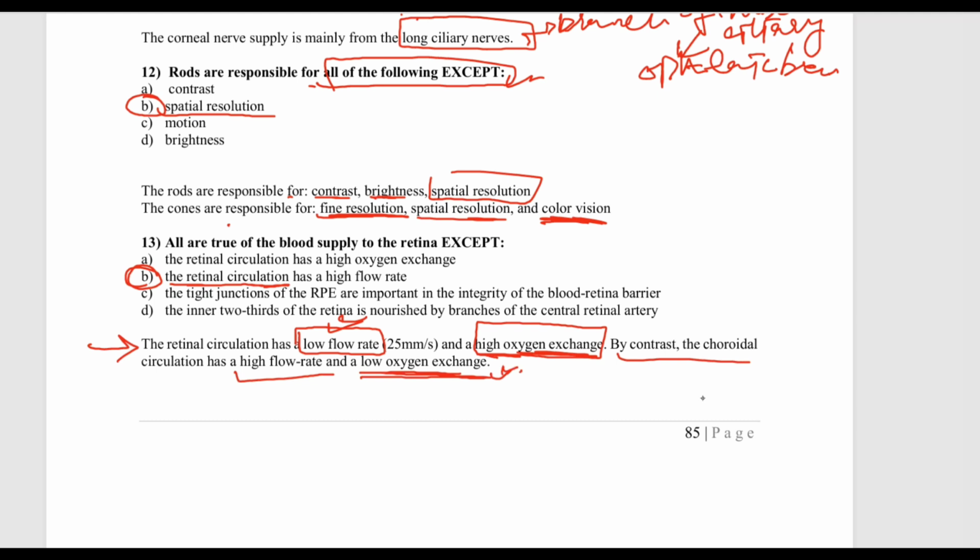Similarly, all the other options which are correct are very important. The inner two-thirds of the retina is nourished by the branches of the central retinal artery. The tight junctions of the RPE are important in the integrity of the blood retinal barrier.